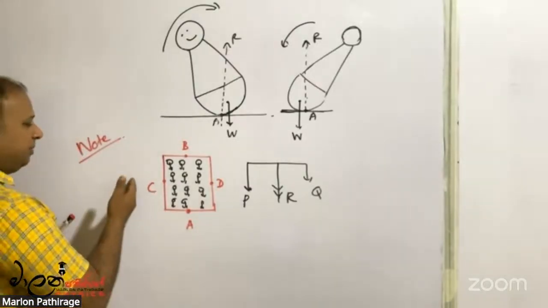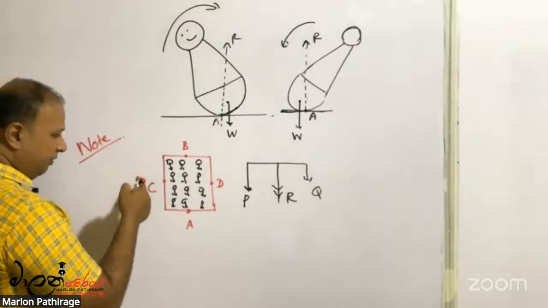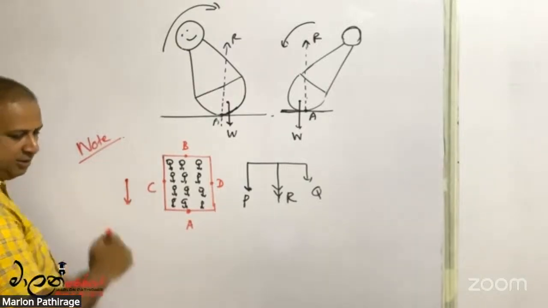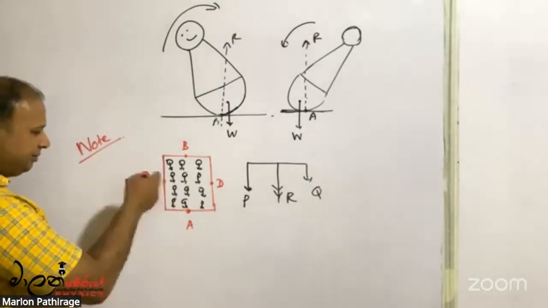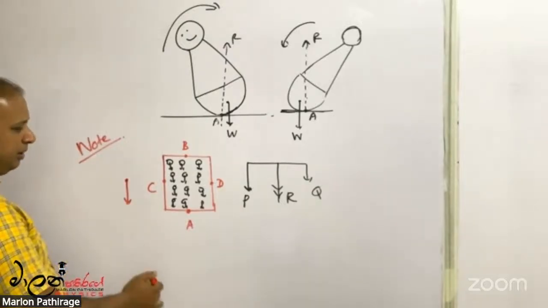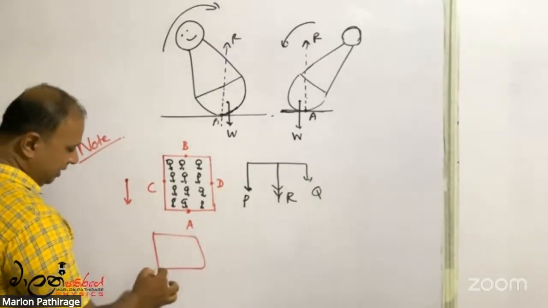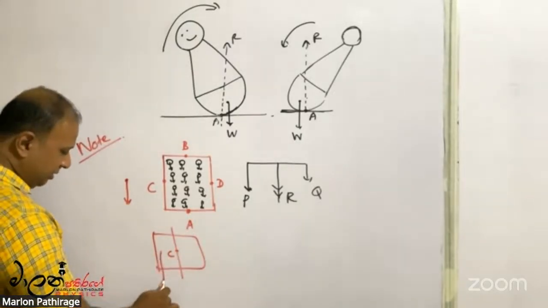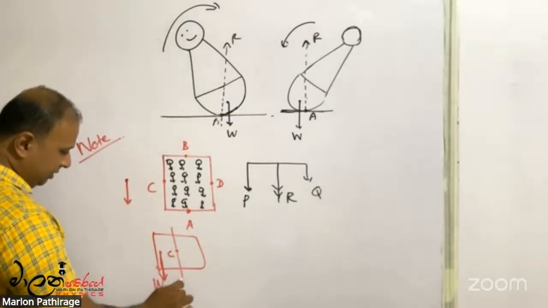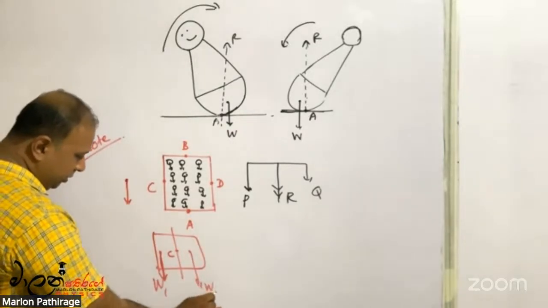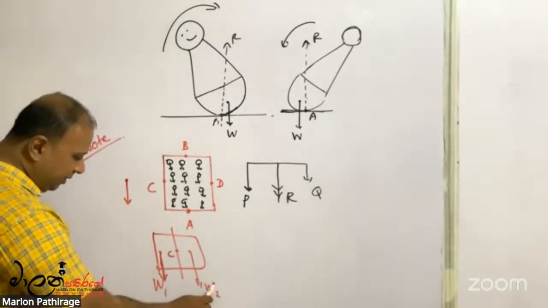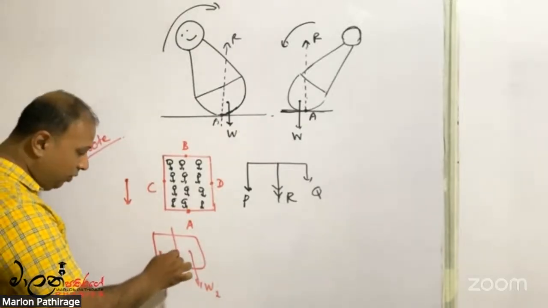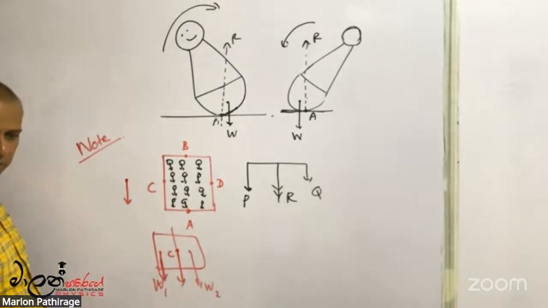Definitely, if the weight is at this position, if the weight is at C, there should be another weight from this side. This is for C. This is the weight W1. This is the other weight W2. Then the resultant force of W1 and W2, that means the total weight, can be at point C.